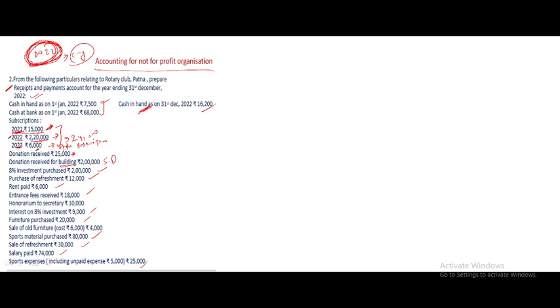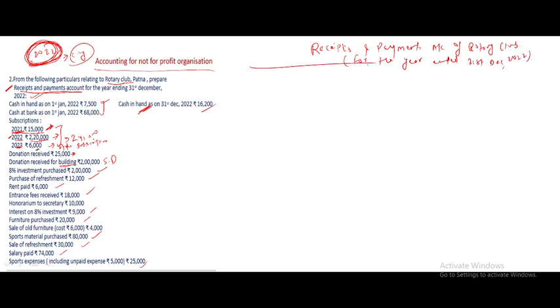Now we are going to prepare the receipts and payment account. First we draw the proforma or format of the receipts and payment account. First we write the heading: Receipts and Payment Account of the club's name. The club's name is given, Rotary Club. In brackets we write: for the year ended 31st December 2022.